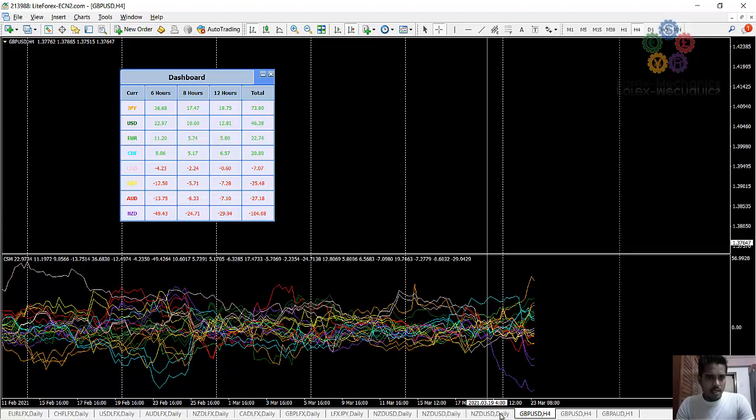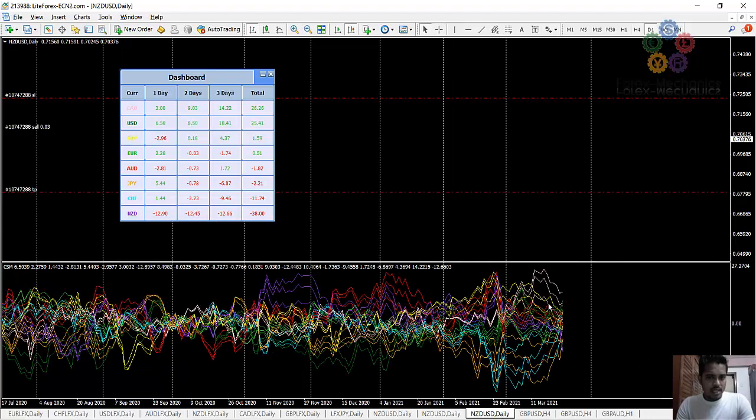When I go down, this is on the 8 hours and 12 hours. Here, this is in the last 3 days. You could see New Zealand is clearly the weakest. Here again, it's very evident. New Zealand is the weakest. You can see it's minus 38. The second in the rank is Swiss franc, but you can see the difference. But it clearly tells you that the New Zealand was the weakest, and this weakness has started today.